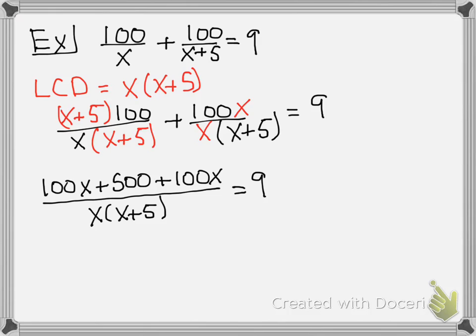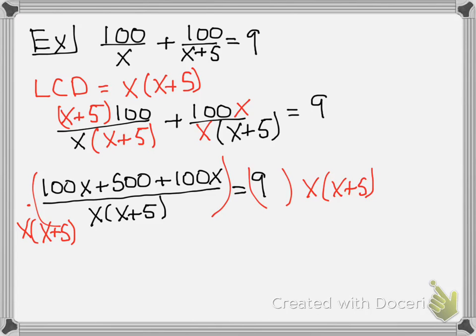The x plus 5 times 100 gives us 100x plus 500. The second term gives us 100x, and that's all divided by a single common denominator, x times (x plus 5), which is all equal to 9. Okay, good. Now we want to get this x times (x plus 5) out of the denominator. We want to get everything up onto a single level, single playing field. So we're going to multiply both sides times x times (x plus 5) to bring that up on top. Sorry, that's a little messy there.